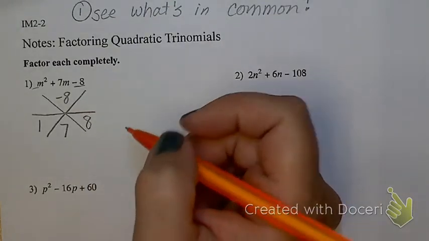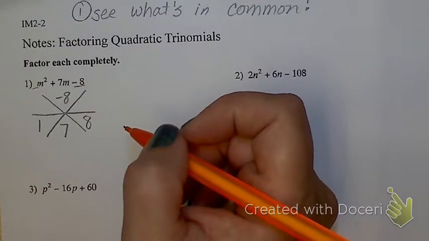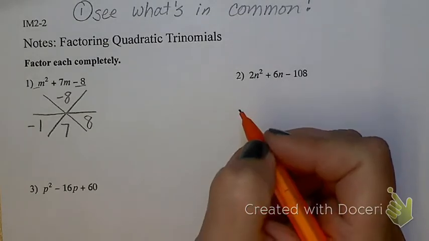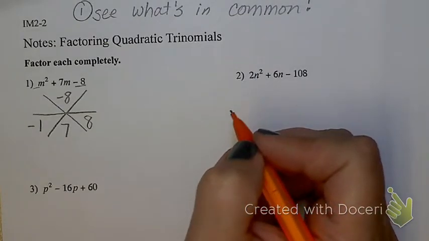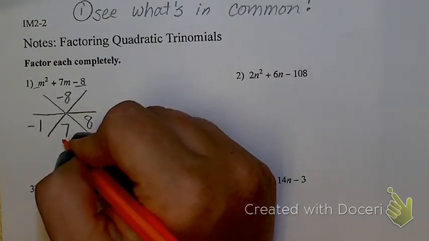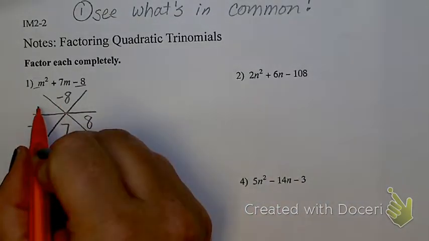How will they multiply to get negative 8? Negative. If there's a negative where? On the 1. Does it matter that I put it on the 1 instead of the 8? Yes, because if I put it on the 8, they don't add to get 7. They add to get negative 7. And that's a problem. All right, what goes up here?